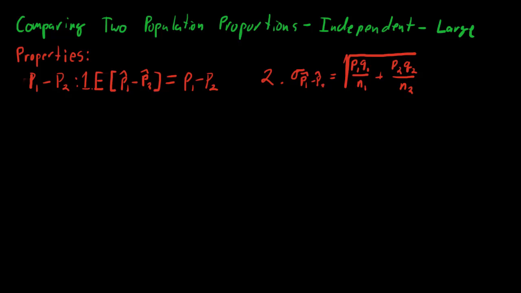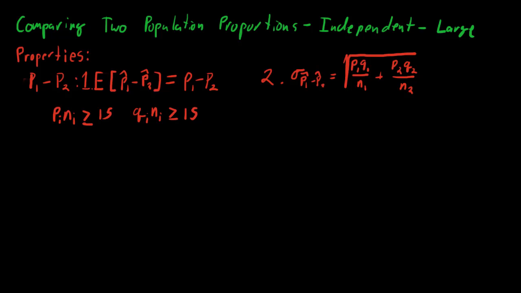The third property is that if we have large samples, the difference of the two sample proportions is normally distributed. The last thing we're going to cover for this piece is what we consider a large sample. We consider it large if, for each i, pi times ni is greater than or equal to 15, and qi times ni is also greater than or equal to 15. We need this to hold for both samples, so P1 times N1 and P2 times N2 are at least 15, and the same for the Q's.